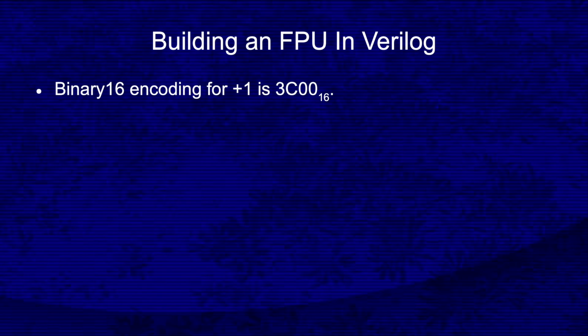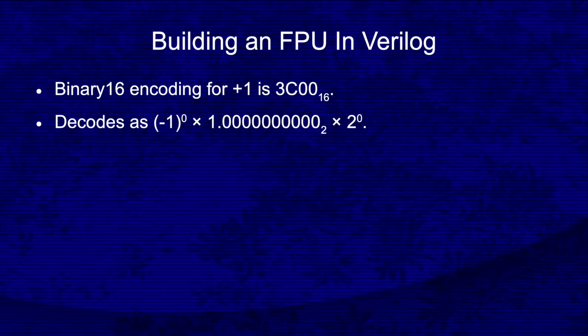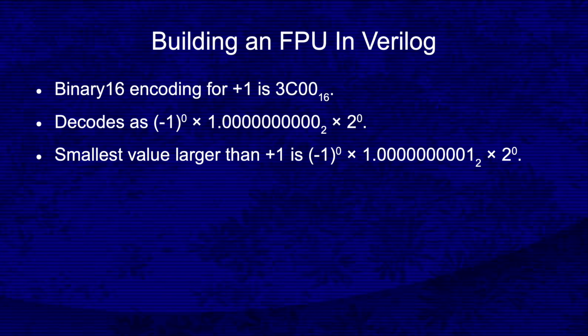As a reminder, the hexadecimal value 3C00 encodes the binary 16 value for 1. We know that 3C00 gets decoded as the quantity -1 to the 0th power times 1 point followed by 10 zeros times 2 to the 0th power. The smallest binary 16 value greater than 1 is going to be the quantity -1 raised to the 0th power times 1 point followed by 9 zeros followed by 1 times 2 to the 0th power.